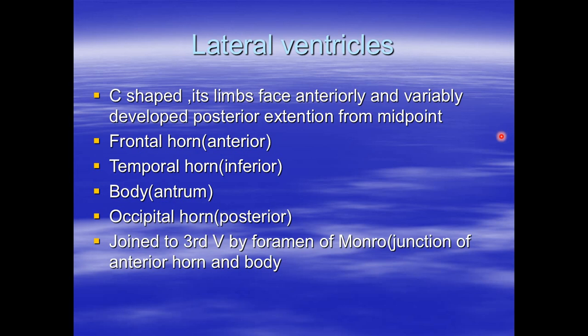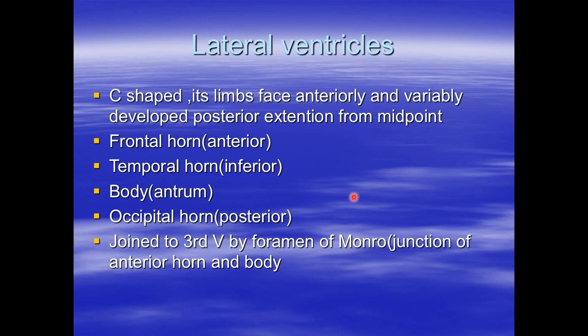Regarding the lateral ventricles, they are C-shaped. The two limbs, the upper and lower limb, face anteriorly, so it's a reversed C-shape, and they variably develop a posterior extension from the midpoint. It means the occipital horn is not the same in all human beings. Some have prominent occipital horns, some have small, rudimentary occipital horns. It differs from one person to another, and they might even be asymmetrical, like the right occipital horn can be big and the left small, and vice versa.